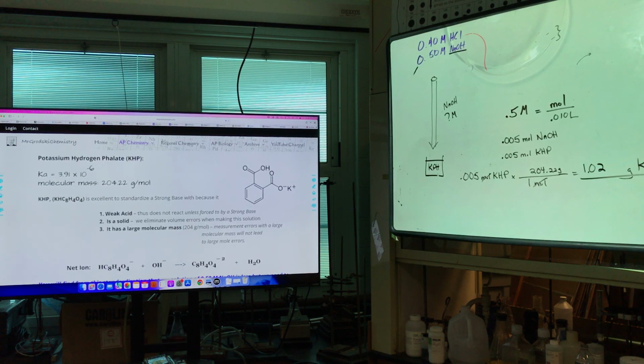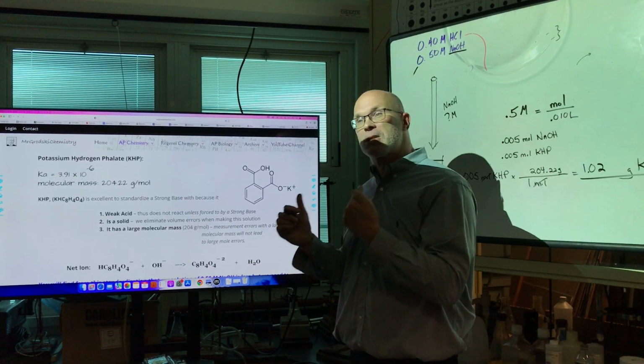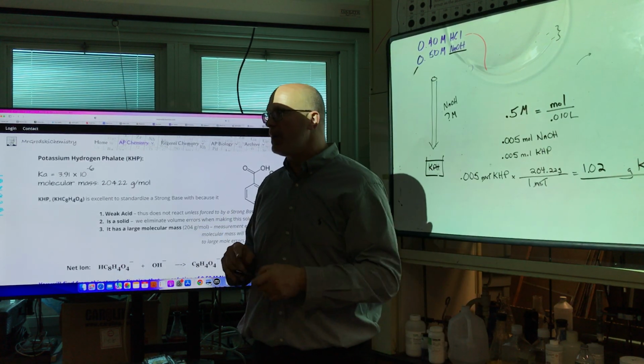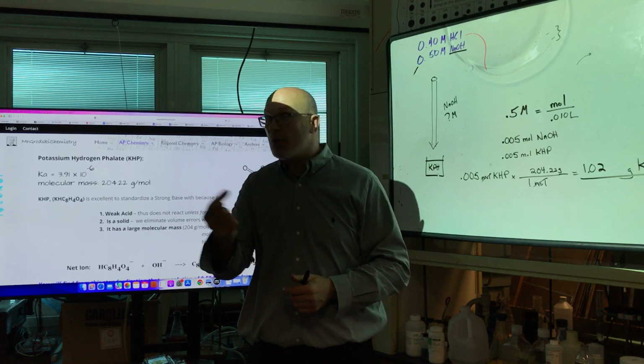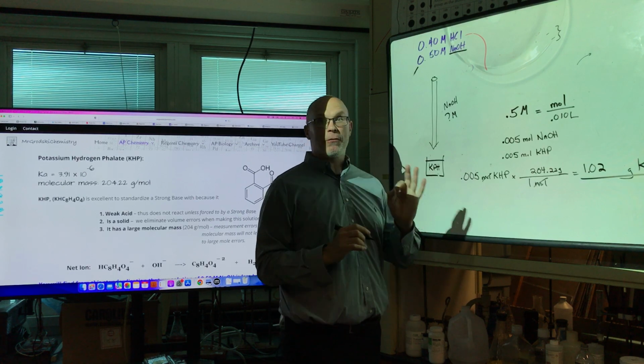Dissolve it in an arbitrary amount of water. Do you think it matters what the water is? No, because it's about the moles inside. That's what makes KHP so much better. You're not dealing with a solution. So add some arbitrary amount of water, as long as it dissolves. Put a stir bar in that. We're going to drop phenolphthalein.